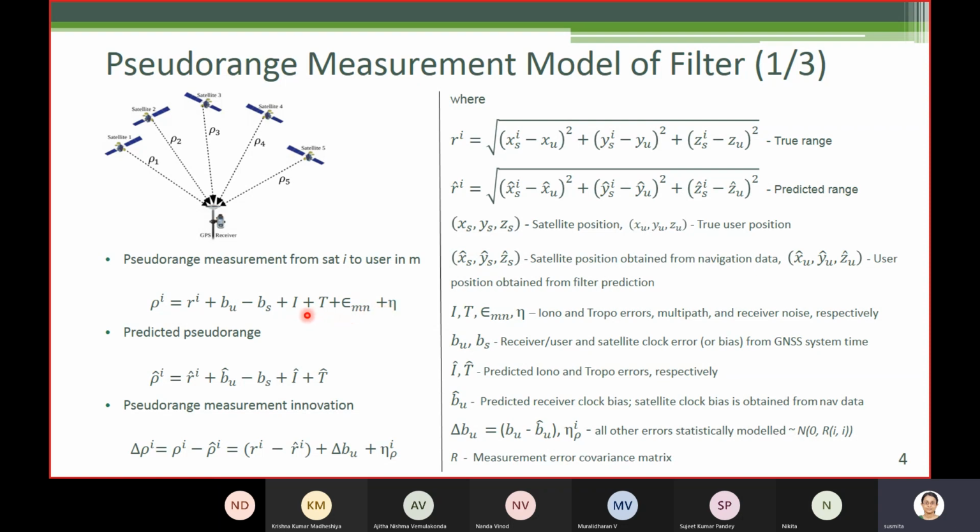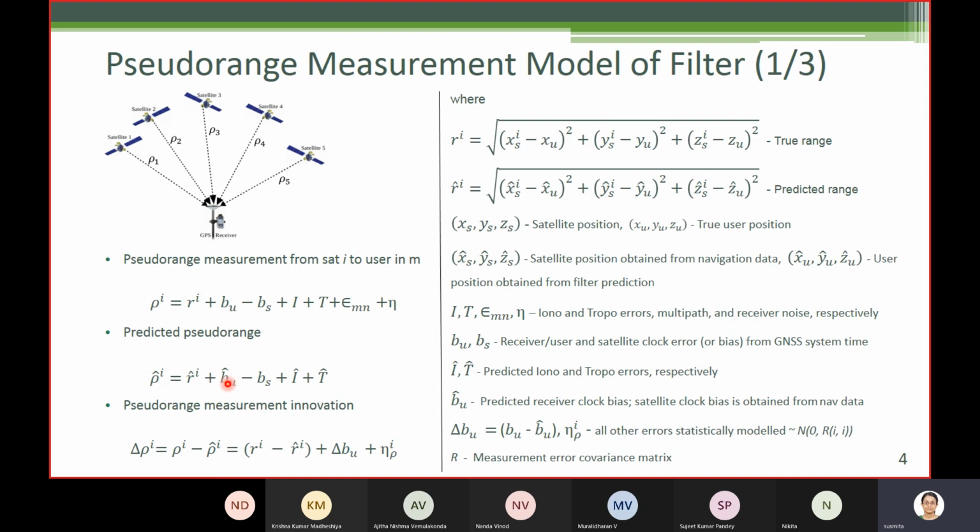The receiver, based on its guess, can predict the pseudo-range. How? It knows satellite position from the ephemeris. It has some guess of the user position. We know this is how range can be obtained using satellite position and user position. XS, YS and ZS are X, Y and Z coordinates of the satellite position. XU, YU and ZU are the user coordinates. So with some guess, the receiver can predict the range. This is the true range, this is the predicted range. So in the predicted pseudo-range equation, we have the predicted range.